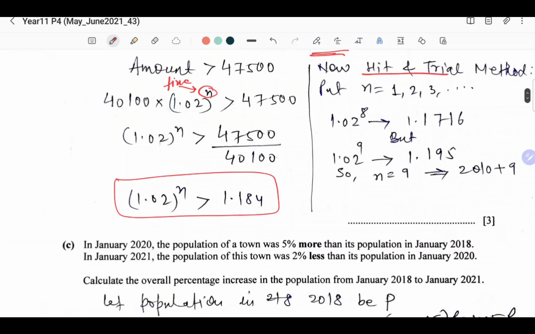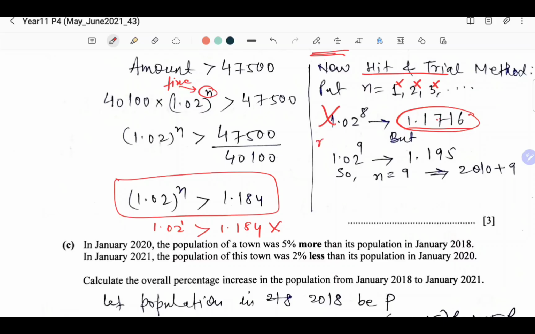So if you put n equals 1, for example, then 1.02 to the power 1 greater than 1.184, but mathematically it is false, it is wrong. So n equals 1 will not work. Similarly, n equals 2 will not work. n equals 3 will also not work. Now similarly, you will check, put n is 8, so 1.02 to the power 8 is 1.1716, and this is 1.184, so this is not greater than 1.184. So again this will not work.